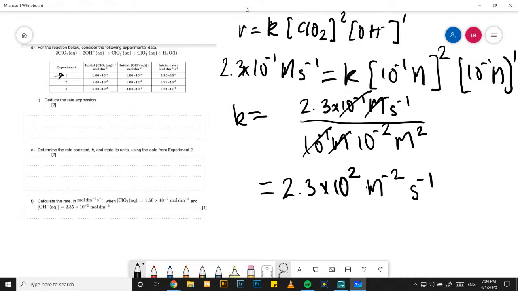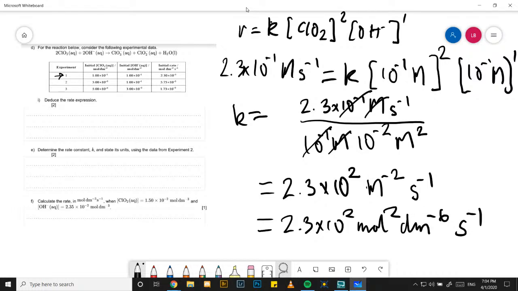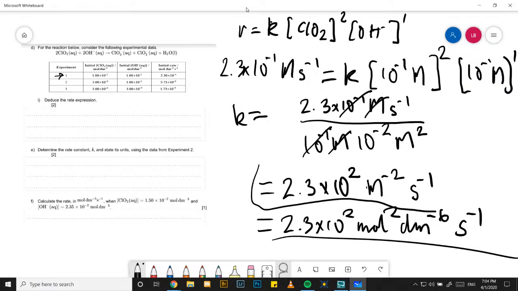The m squared over here, I put it up to the top, I make it m to the negative 2, and the 10 to the negative 2 I put up top, made it 10 to the power of 2. This ends up with 230 m to the negative 2 s to the negative 1. If you were to write this m in full form, it would be 10 squared, m is mole per dm cubed, so it's mole squared dm to the negative 6 s to the negative 1. That's what the full form looks like, but I assume this is fine.